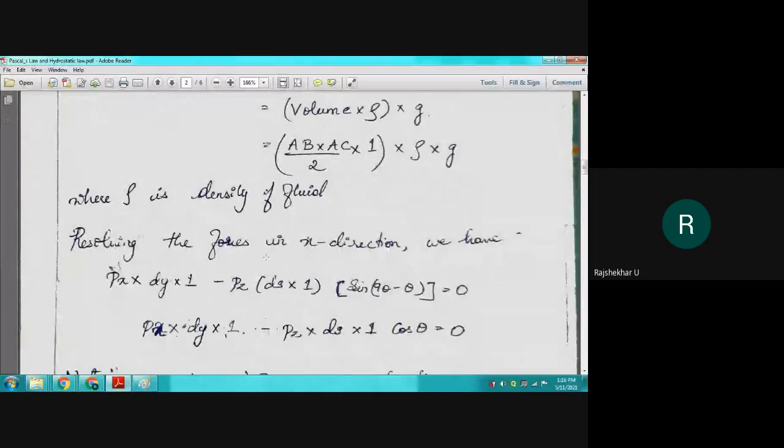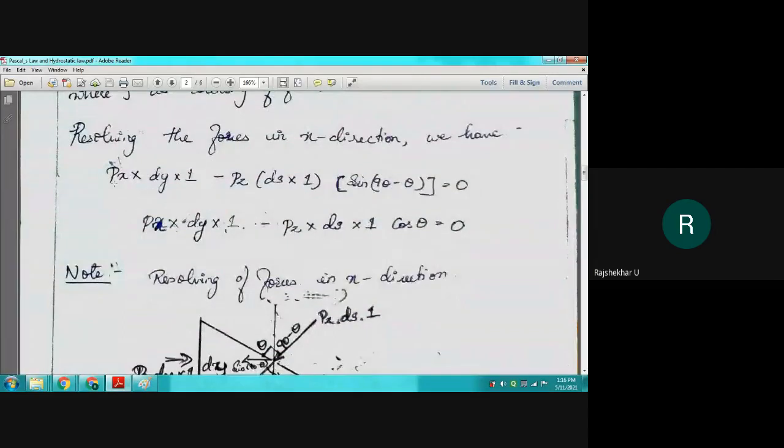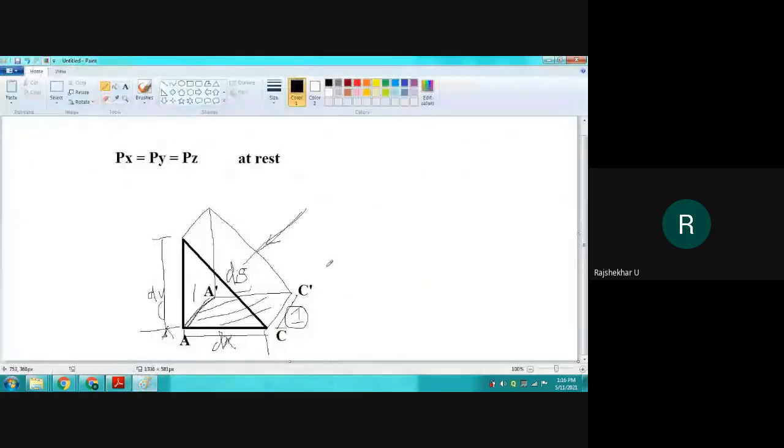Resolving the forces in x direction, we have Px. So all the forces we are resolving in x direction. Remember, we are considering only forces in x direction, not any other direction. So if I consider Px into dy into 1 minus Pz into ds into 1 sine (90 minus theta). Here we may get a doubt, how does this sine (90 minus theta) come in? I'll try to explain with the figure.